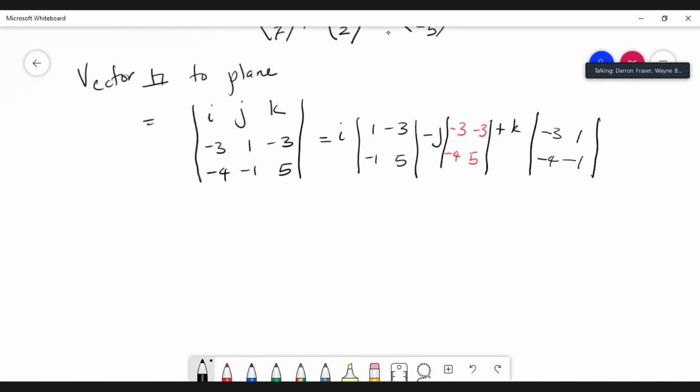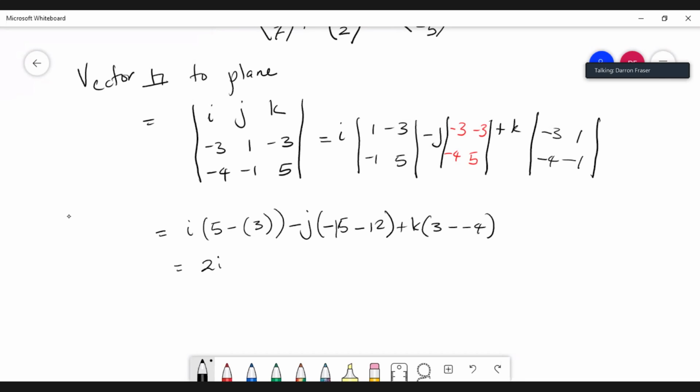So that is equal to i times 5 minus 3, minus j times negative 15 minus 12, plus k times 3 minus 4. That's plus 2i plus 4 plus 12, negative 15 plus 12. Because when you multiply these two, you get positive 12, and then we have to subtract, so that's why I put the minus. Okay, so that's positive 27 and plus 7k.